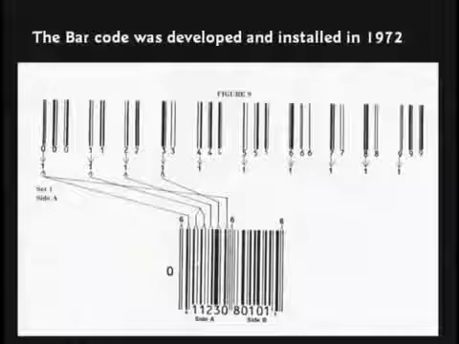In 1972, the barcode was developed. What they decided was that a computer can only count to 1. 0, 1, and then you have to start over again. 0, 1, 0, 1. That's all the farther a computer can count. It only counts in zeros and ones. It's like an on switch or an off switch.